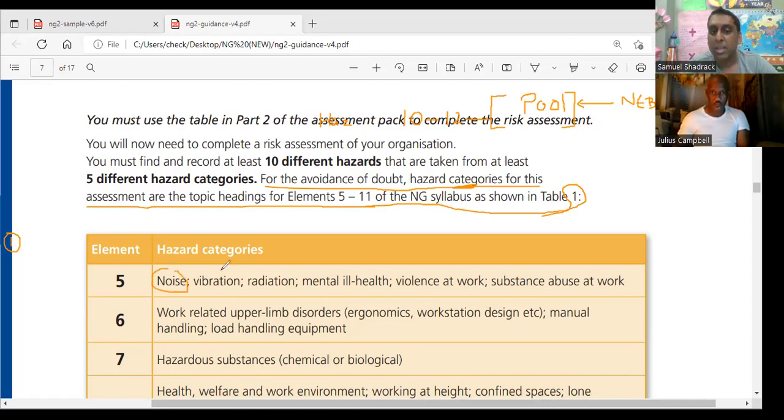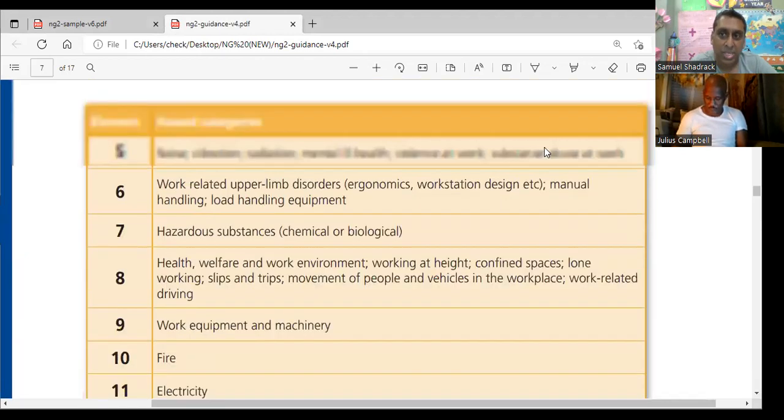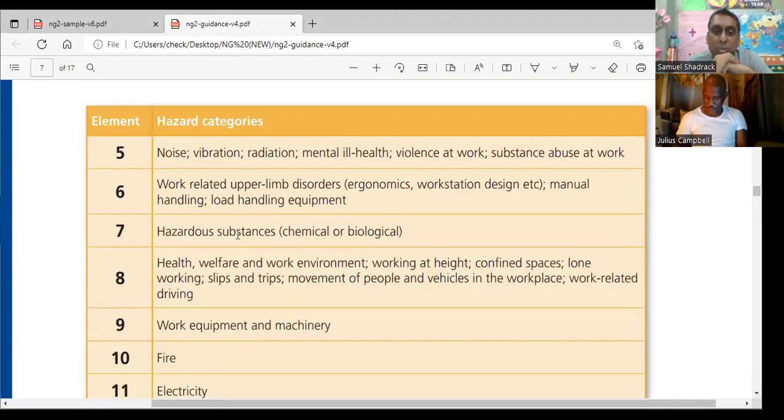Noise. Could you use vibration? Yes. Could you use radiation? Yes. Each of these is a different one. Violence at work? Yes. Work-related upper limb disorders? Yes. Manual handling? Yes. Load handling equipment? Yes. Hazardous substance? Yes. You get the idea. But once it's not in this list, you cannot use it. So you have to check the list first, like fire. This is on page 7. You need to print page 7 and have it.